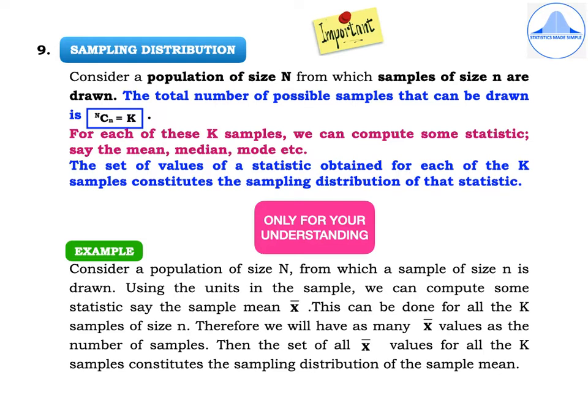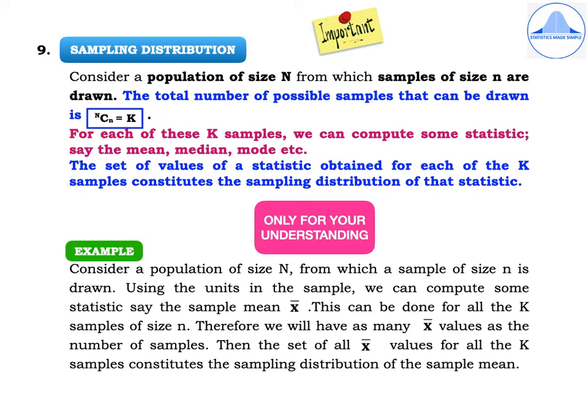What is a statistic? It is a statistical constant based on the sample. So we can calculate something like the mean, median, mode, etc. The set of values of a statistic obtained for each of the k samples constitutes the sampling distribution of that statistic. So in simple words, what is the definition of a sampling distribution? The set of values of a statistic for all the k samples constitutes the sampling distribution of that statistic.